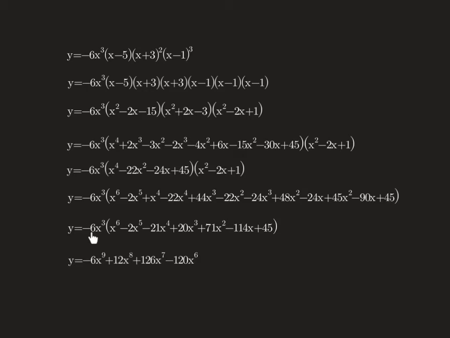got minus 426x to the 5 plus 684x to the 4 minus 270x to the 3. All right, now that took a lot of work.